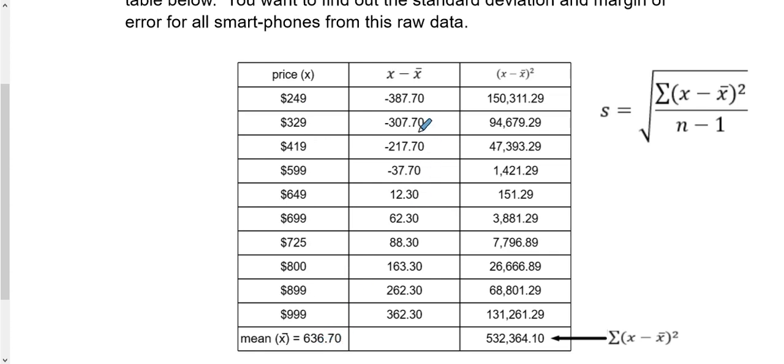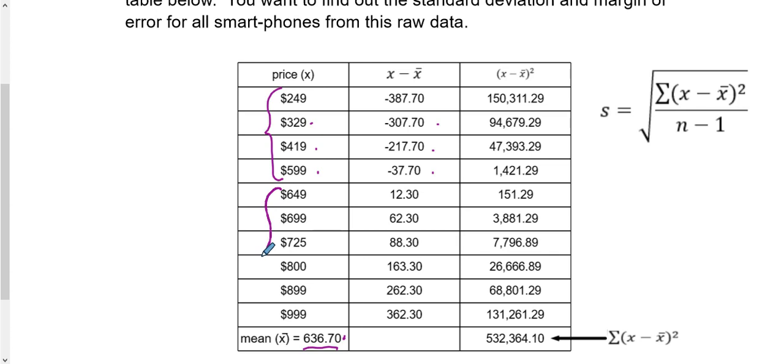Now, for each of these we take this value and subtract from it the mean. So 249 minus 636.70 is negative 387.70. And then we do this for each one. This number minus this number is that number, and so on, for all of them. Notice some of these are negative. That's for the phones that are here to here. These are phones that cost less than the mean.